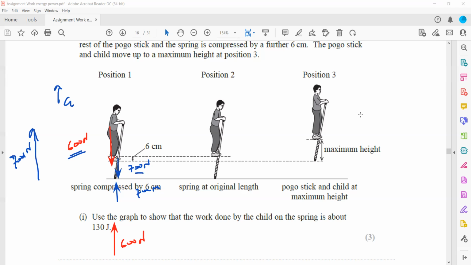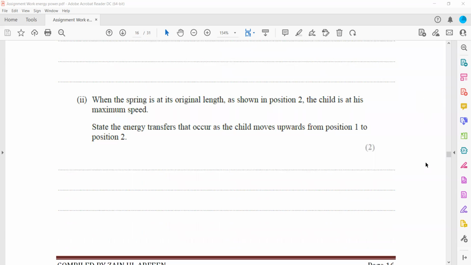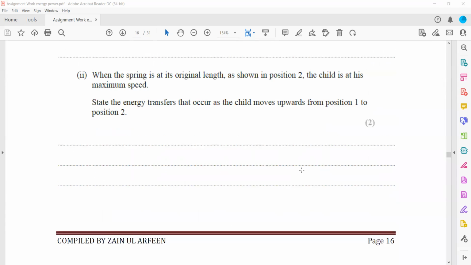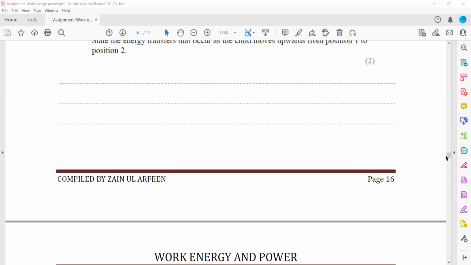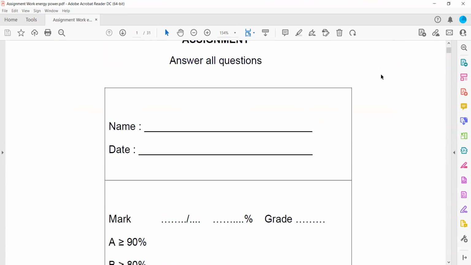So these are the questions from the assignment on work, energy and power.